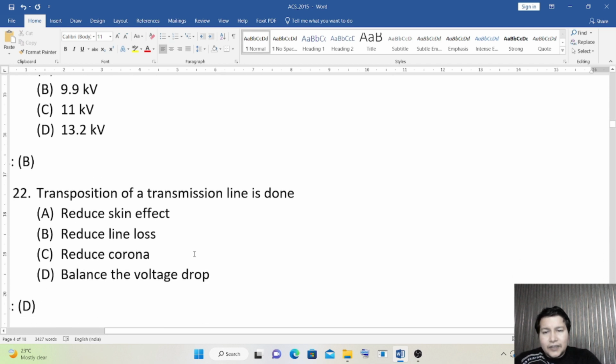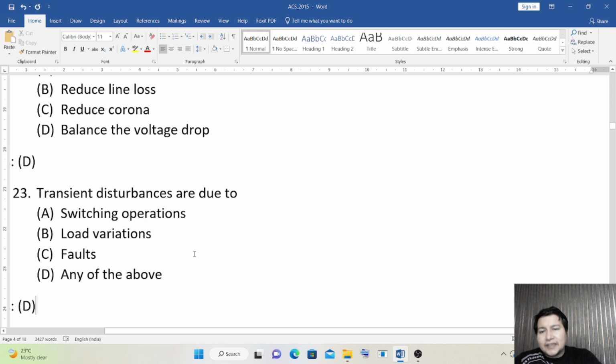Transposition of a transmission line is done to reduce skin effect, reduce line loss, reduce corona, balance the voltage drop. So transposition of a transmission line is done. We all know why transposition is done, so the option is D, balance the voltage drop.